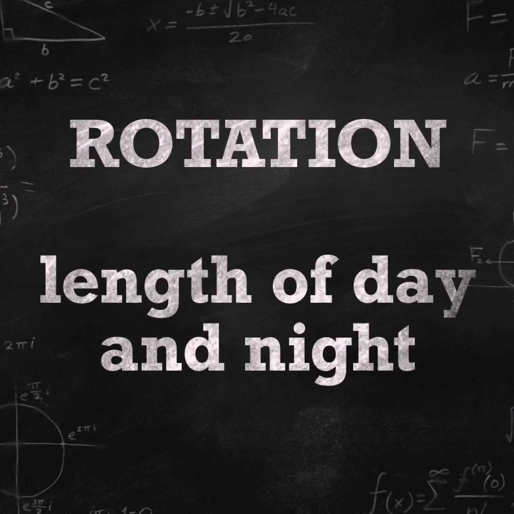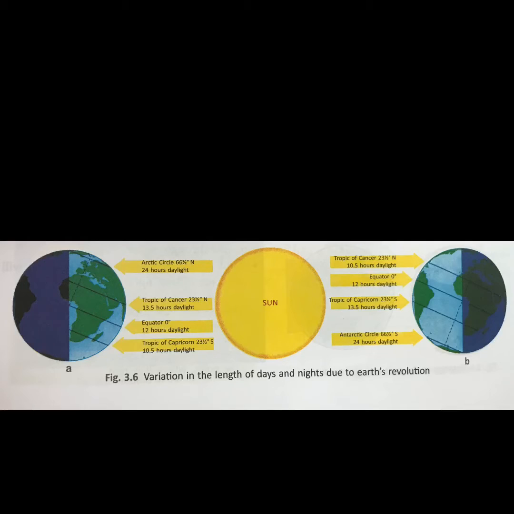In rotation, let's understand the concept of length of day and night. As you can see in the picture, the northern hemisphere remains inclined towards the sun for half a year and the southern hemisphere during the other half year. So that is why the north pole is inclined towards the sun and the south pole is turned away from the sun. Thus, a large part of the northern hemisphere receives sunlight and this results in longer days and shorter nights in the northern hemisphere.